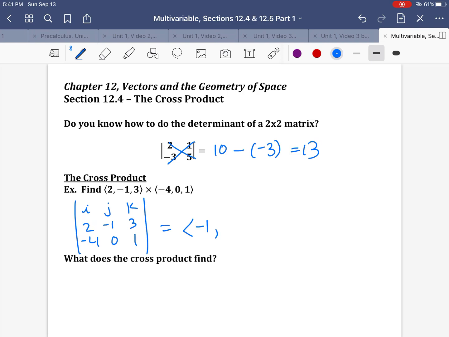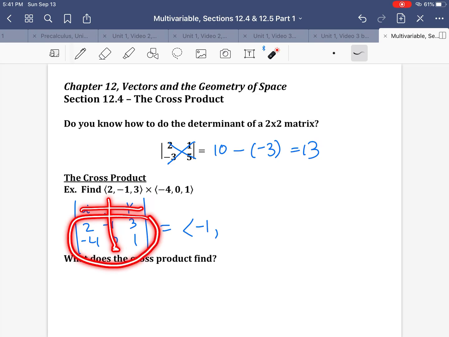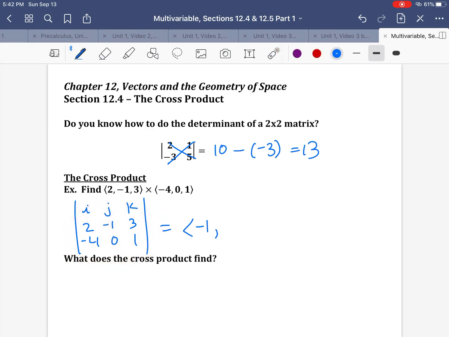Now for the second part, the y value, or the j part, I cross off the row and the column with j, and then I have these 4 numbers to do my determinant with. So 2 times 1 is 2, 2 minus, and the other way is -12. 2 minus -12 is 14. But for the center number, you have to do the opposite of that. So since I got 14, 2 plus 12 basically is 14, then I'm going to write -14.